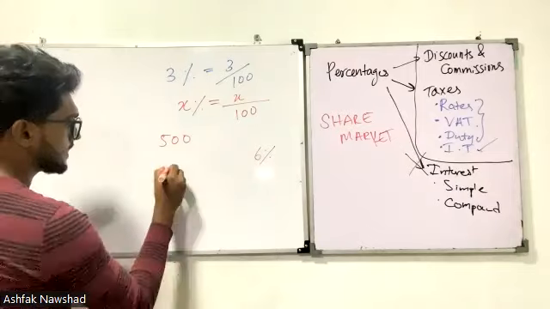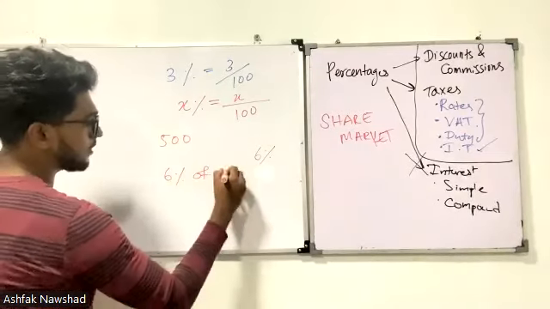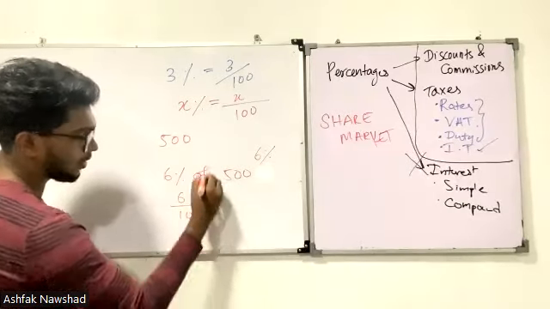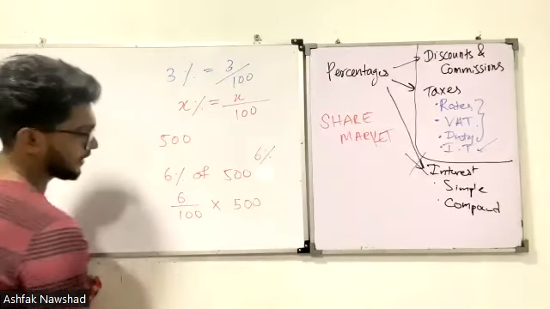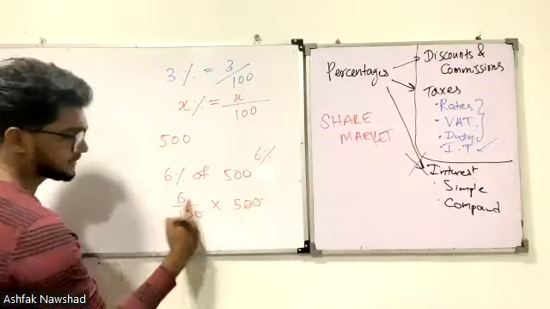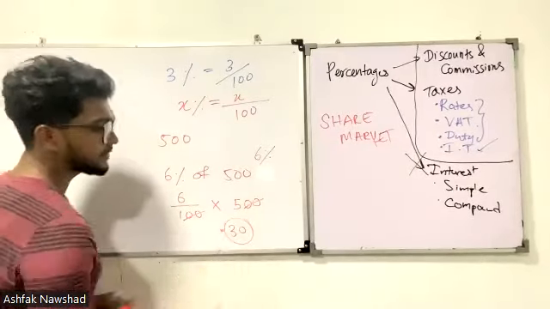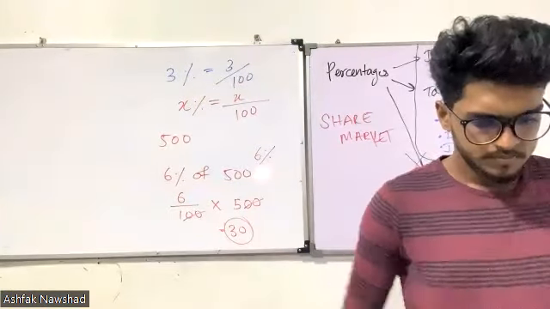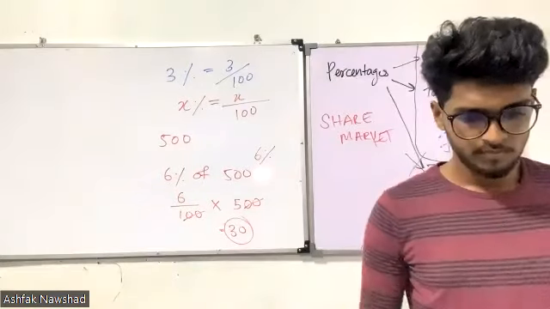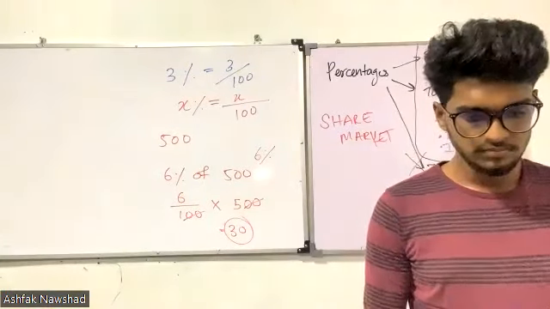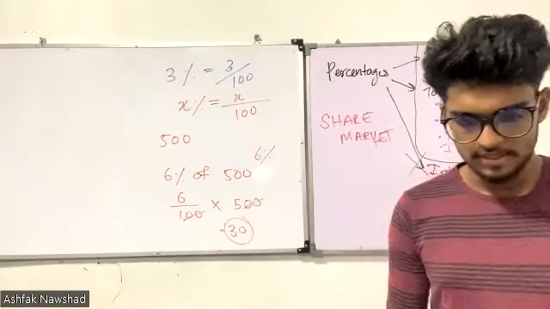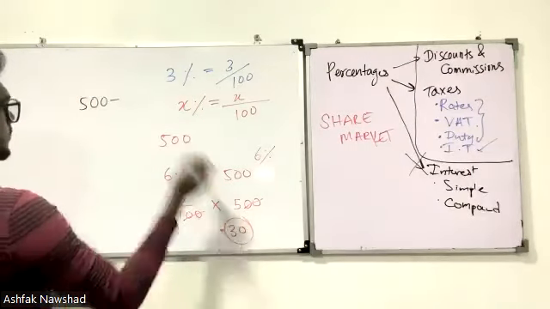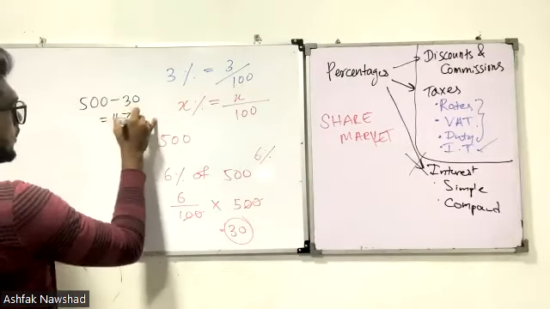See, the discount is 6% of the original price. So 6% we can write as 6 over 100, and then of means multiplication, into 500. So zeros cancel. 6 times 5 is 30. This is the value of the discount. So what will be the final price of the book? Yes, exactly. The final price of the book will be 500 rupees minus the discount 30. So the final price will be 470 rupees.